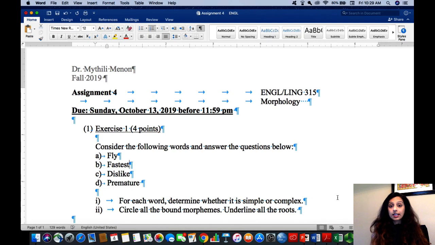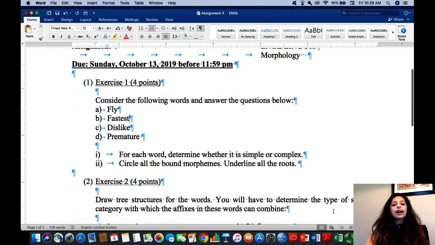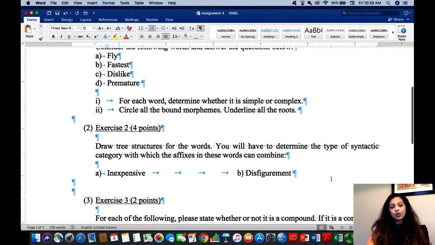You don't have to wait until Sunday to do it, so that I can actually grade it and give it back to you before you take your midterm next week. But it's due on Sunday before 11:59. And I have three questions for you to do in this assignment.